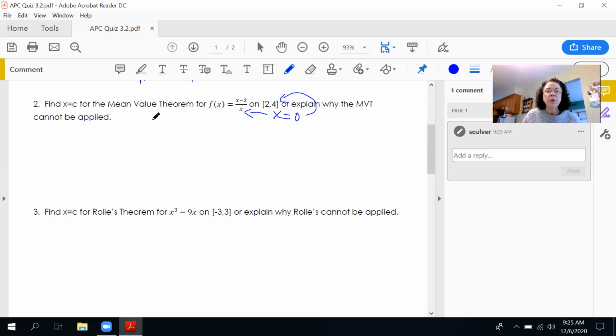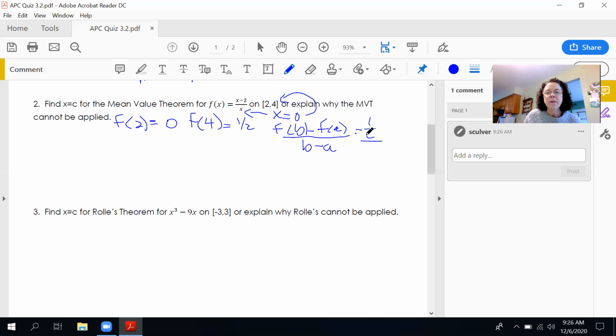Okay, so the first thing I'm going to do is f of b minus f of a. So let's just get f of a. F of a is f of 2. We get a 0 out. And f of 4, that would be my f of b, is 4 minus 2 over 4, which is 1/2. So when I do f of b minus f of a all over b minus a, f of b minus f of a is 1/2.